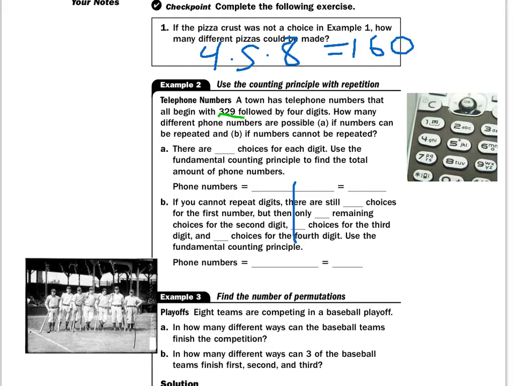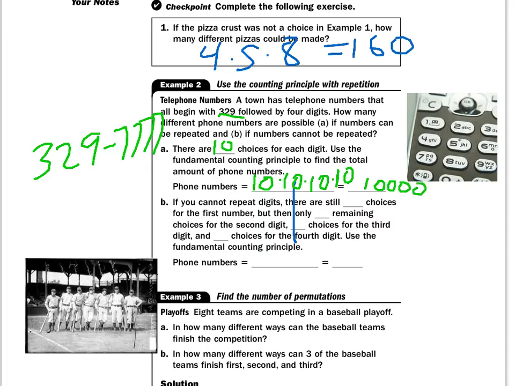Well, there are 10 different digits to choose from, 0 to 9, right? And the phone numbers, if I have 4 different choices, if I can repeat them, like I could have a number 329-7777. Okay, so I can repeat the numbers. That would be 10 times 10 times 10 times 10. Okay, that would be a 1 and 4 zeros. That means once you have 10,000 phones out there, you better start coming up with a new first 3 digits.